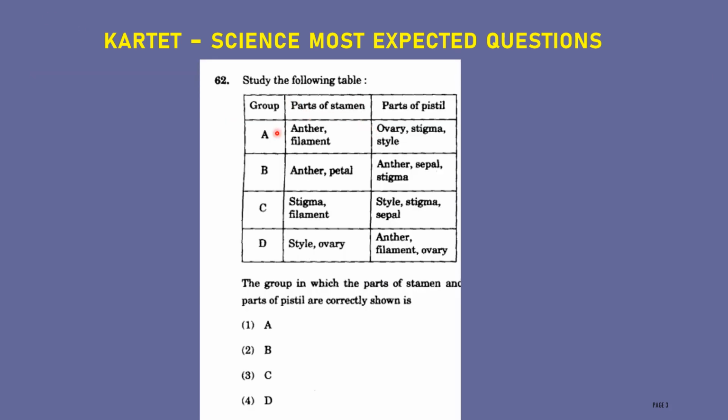Study the following table. Here they have given 4 different options. Part of stamen is nothing but the reproductive part of man. Part of pistil is nothing but the reproductive part of woman. Then here for men, anther and filament are the reproductive parts of men. Then ovary, stigma and style are the reproductive parts of woman. Therefore option A is the correct answer for this question.